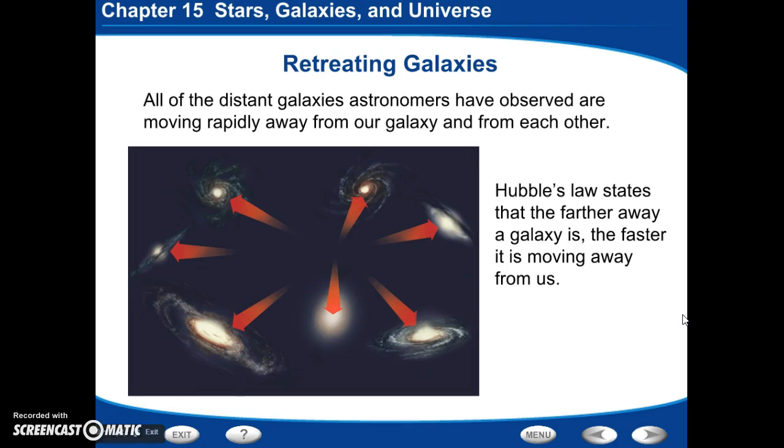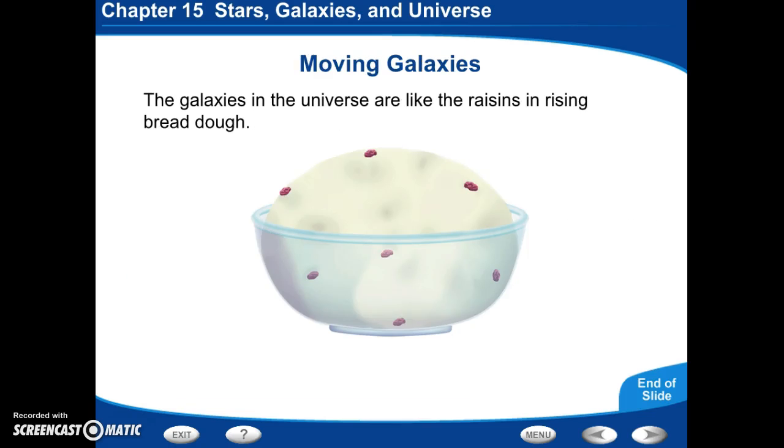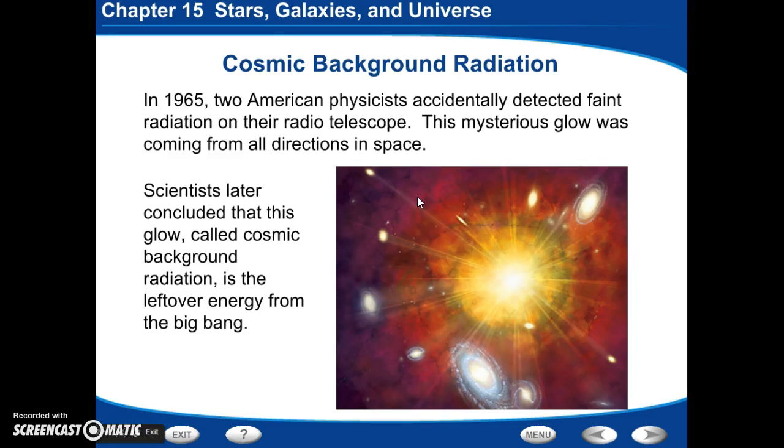All of the distant galaxies astronomers have observed are moving rapidly away from each other, so they're expanding. It can be thought of like this. You have these raisins here, and as this bread expands, these little raisins are going to be getting further and further apart from each other.